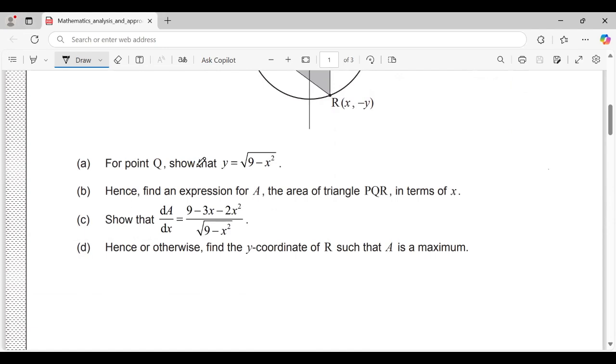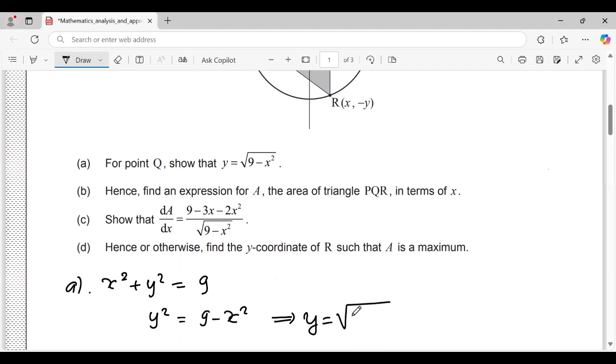For point Q, show that y equals square root 9 minus x squared. The equation of the circle is x squared plus y squared equal 9. So y squared equals 9 minus x squared. So y equals square root 9 minus x squared. Proved.